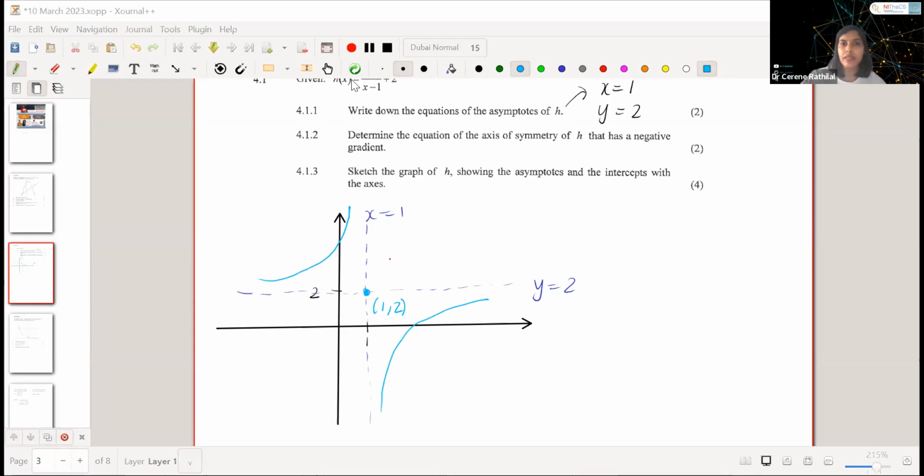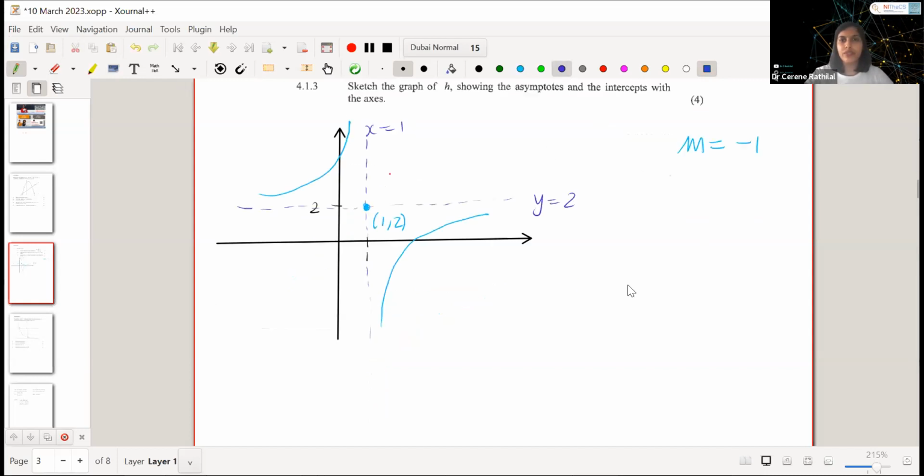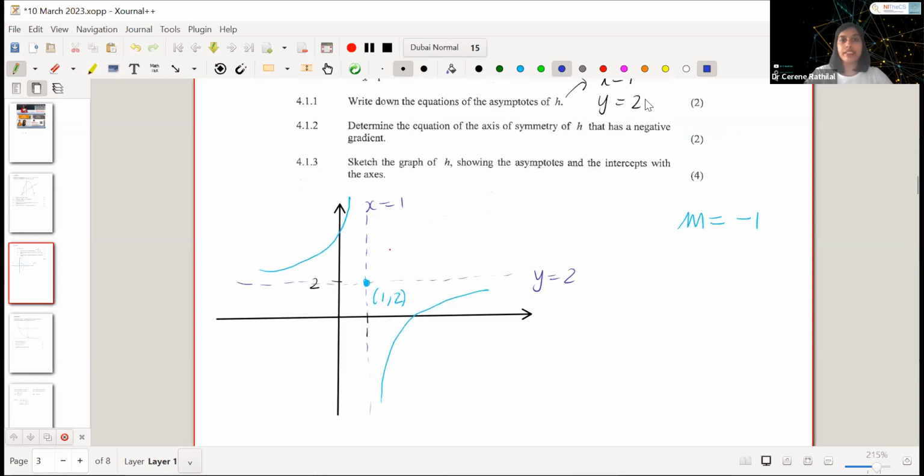So now that I know that it must pass through that point, they've also told me that it needs to have a negative gradient. So that means that my gradient should be -1, because usually, for example, if y equals x, being reflected along that line, we hold a positive gradient of magnitude 1. So we want an axis of symmetry with magnitude 1, but now it needs to be negative. So hence -1.